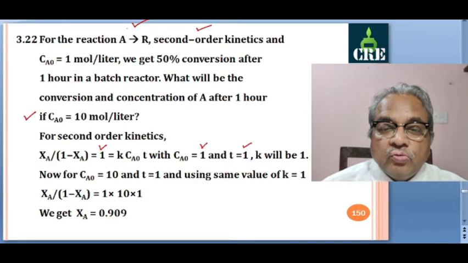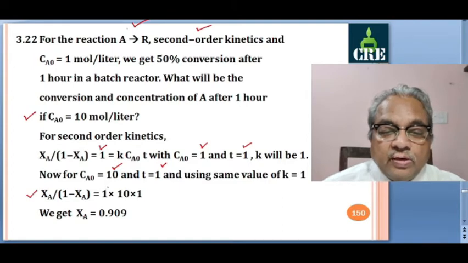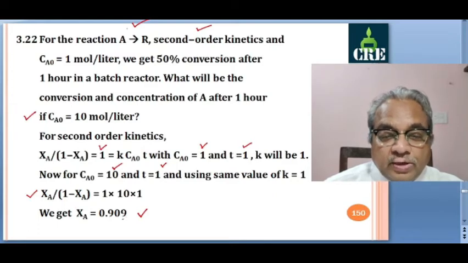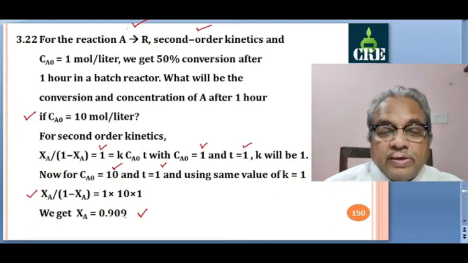Rate constant we know now, and order also we know. So you can use same integrated form. For Ca0 is equal to 10 now, and time t is equal to 1. K is known now, K is 1. So unknown is Xa. So Xa by 1 minus Xa is equal to K, that is 1, Ca0 is 10, t is 1. So if you solve, you get this conversion as 0.909, 90.9% conversion.